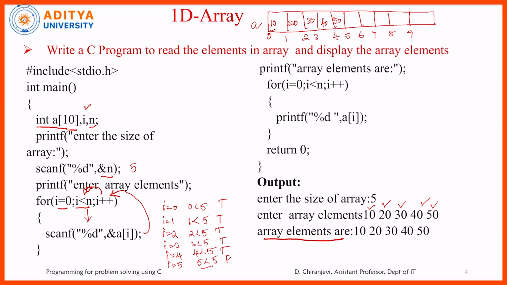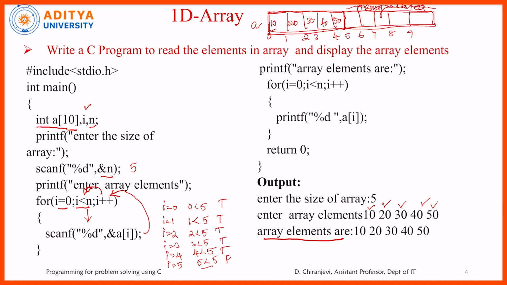Now what happened here? Initially, memory was declared for 10 elements in this array, but the user read only 5 elements, so this is the memory the user has used. From index 5 to index 10, this memory is wasted. So, wasted memory. Now that you have read the elements into the memory, you can display those elements.